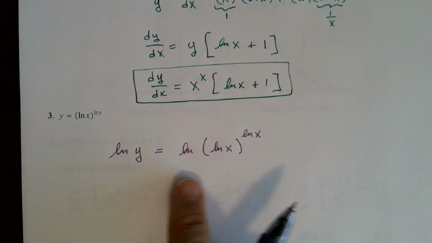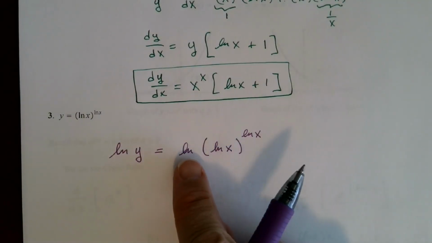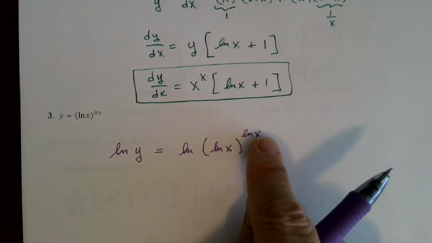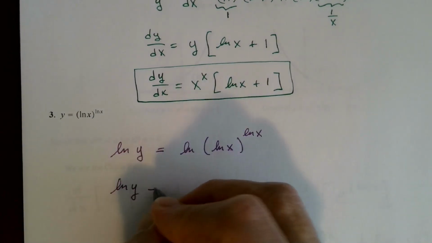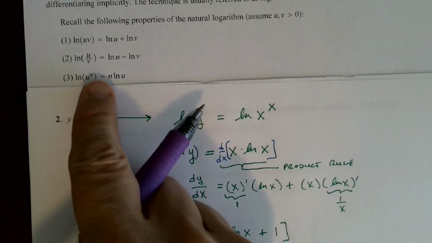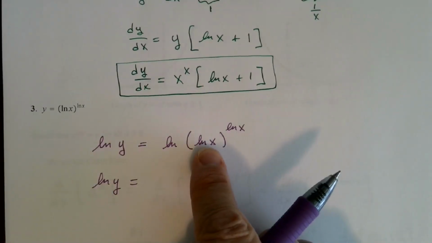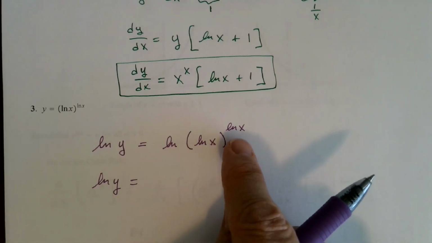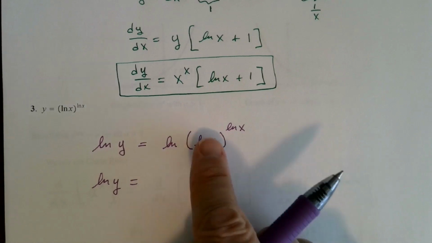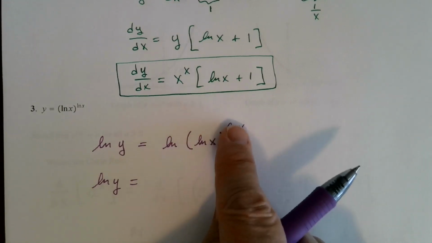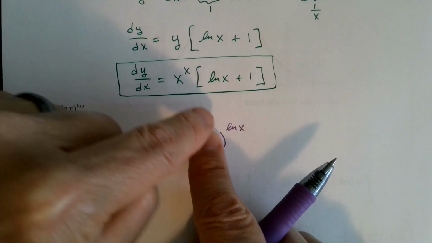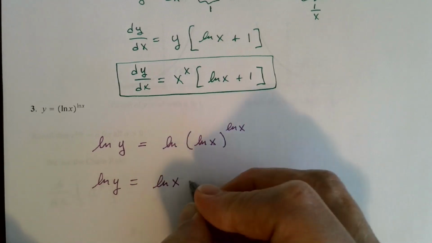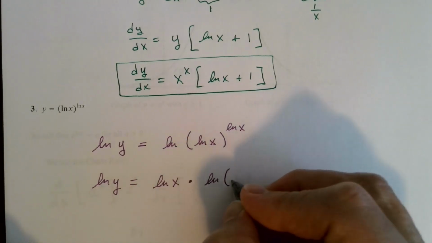Now there's lots of natural logs over here. Understand this is the natural log of all this stuff, and this stuff is natural log of x raised to natural log of x. But the rule we're going to make use of again is number 3. I've got a power on my natural log of x, and it is natural log of u to the natural log of x. So there's our u and there's our n. This exponent comes down. So it's going to be natural log of x times the natural log of the natural log of x.